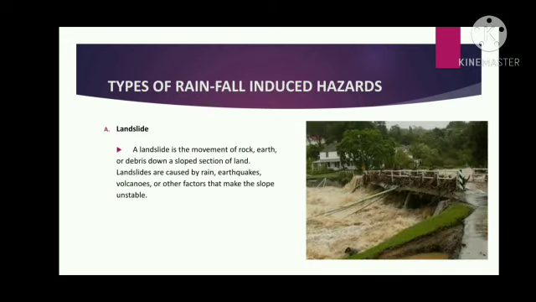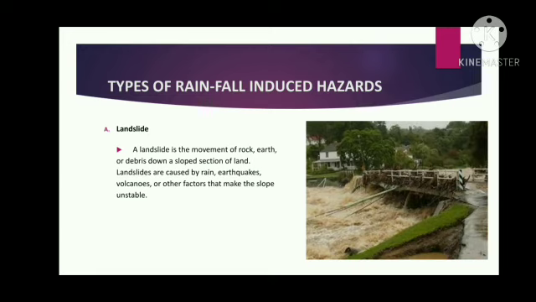So we will now discuss the first type of rainfall-induced hazards, the landslides. A landslide is the movement of rock, earth, or debris down a sloped section of land. Landslides are caused by rain, earthquakes, volcanoes, or other factors that make the slope unstable.